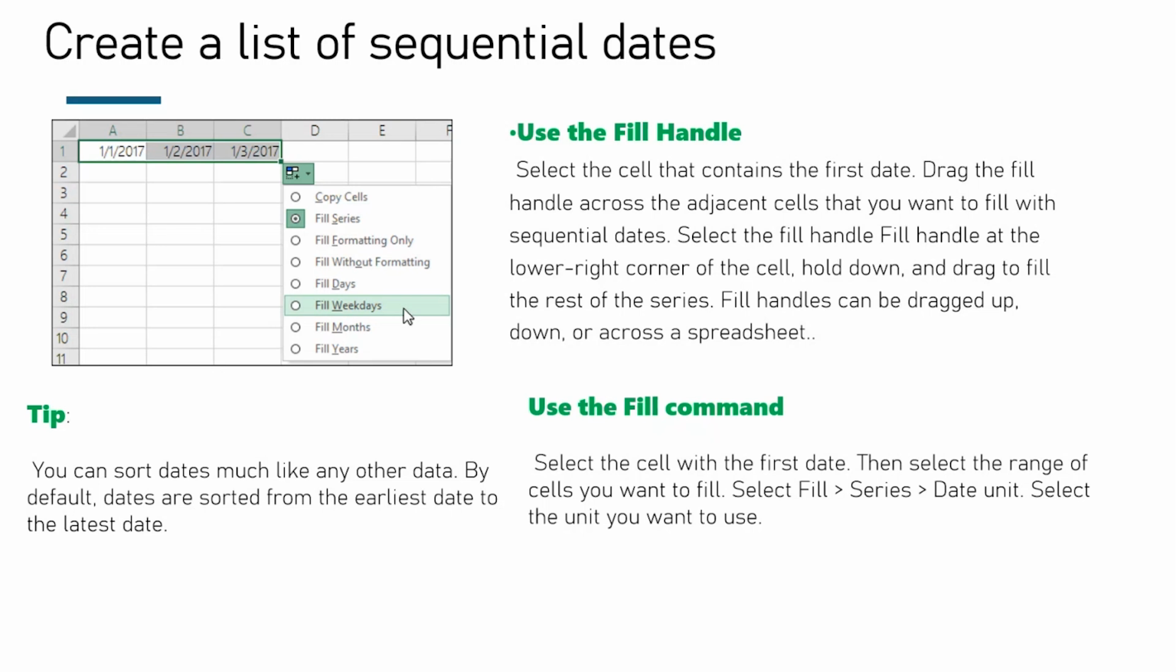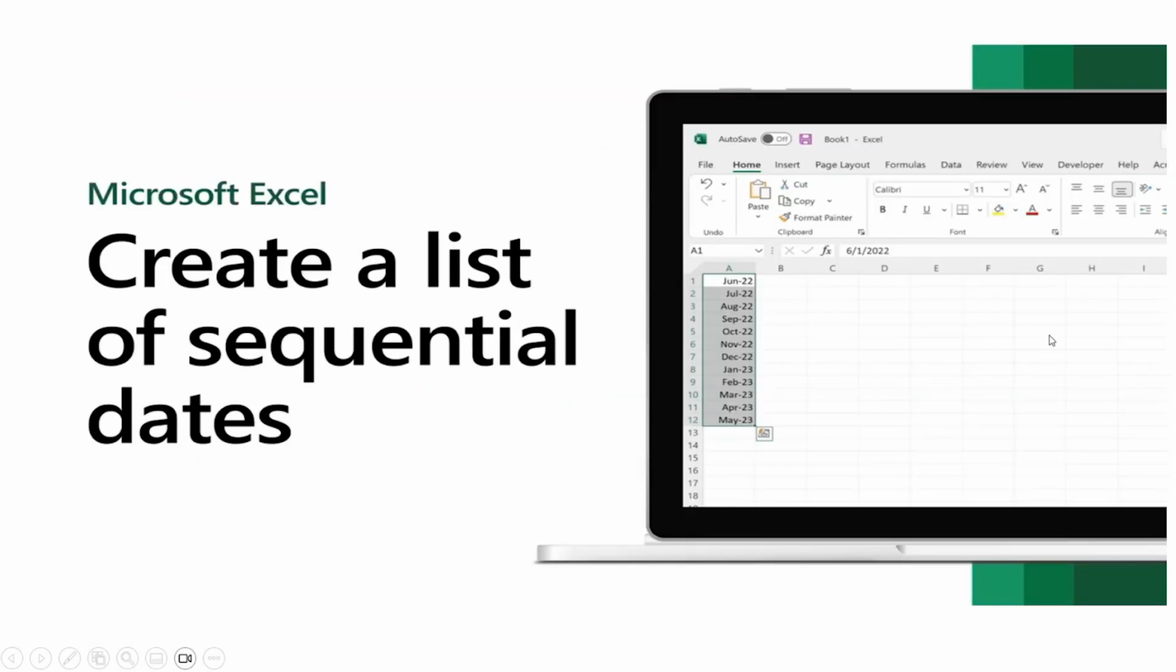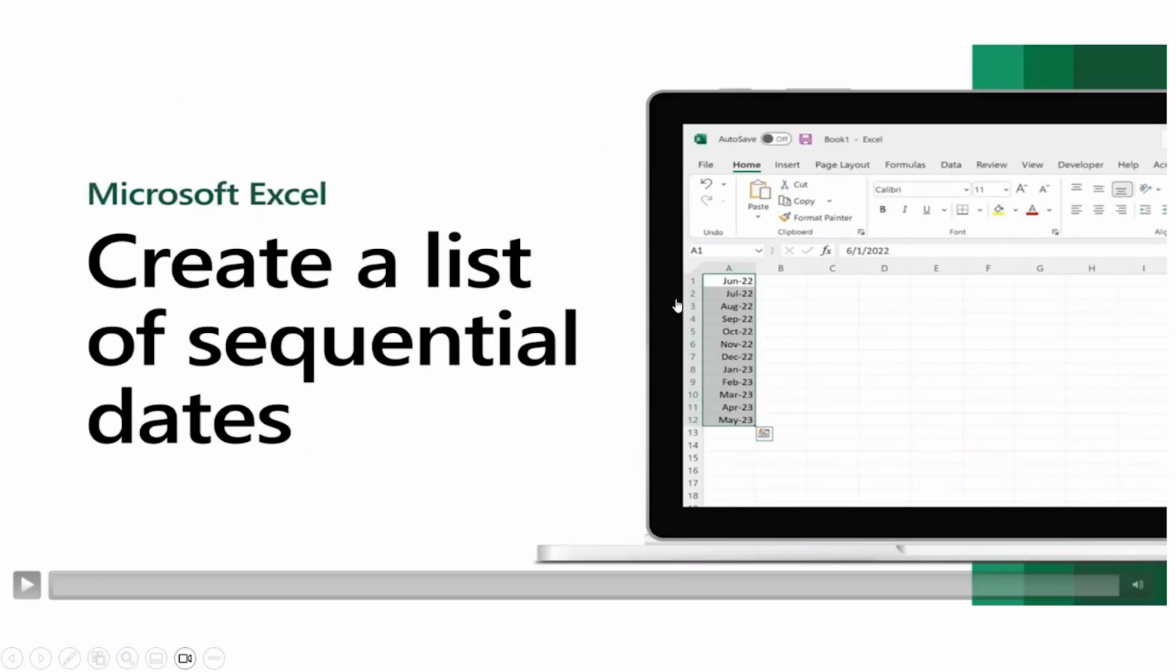As you all know, fill handles can be dragged up, down, or across a spreadsheet to fill the dates as you want. Also, you can sort dates much like any other data. By default, dates are sorted from the earliest date to the latest date, and you can change that by choosing from the drop down menu right here. So we are going to be moving forward to know how to create the list of sequential dates.